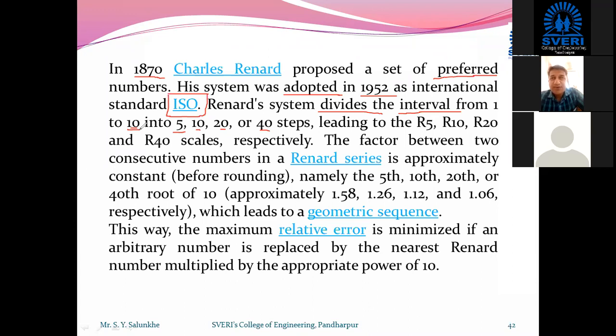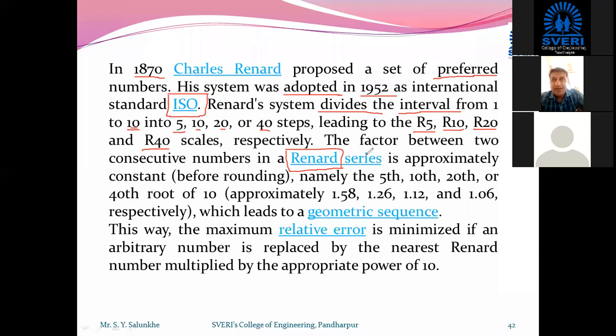If you are adapting it for the length, that will be considered for the length. Likewise, length, diameter, speed, you can choose for that also. So this series is known as R5, R10, R20, and R40, where R is for Renard. After his name, the series has been known by his initial letter, R. So it is R5, R10, and R40.